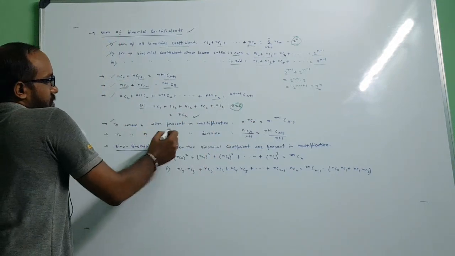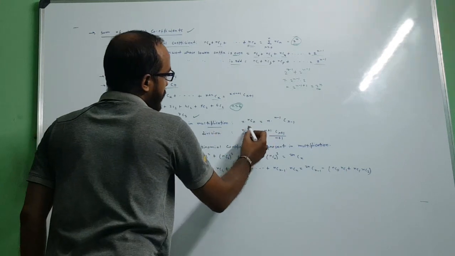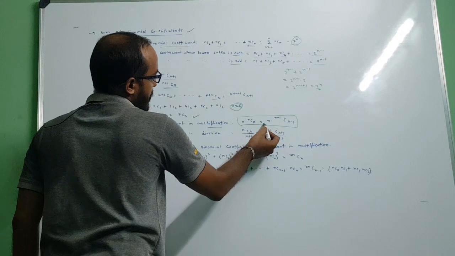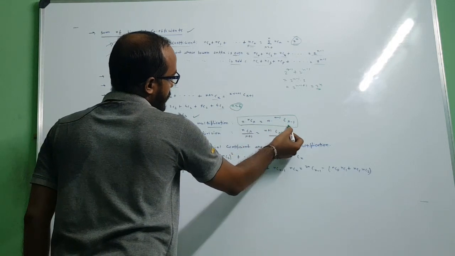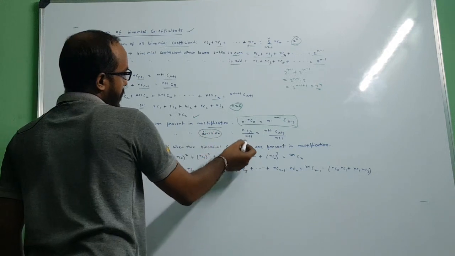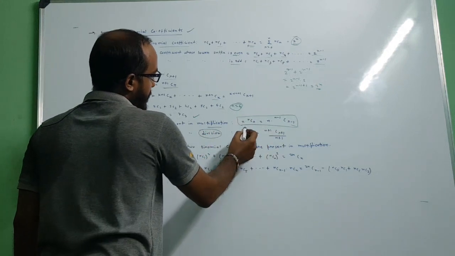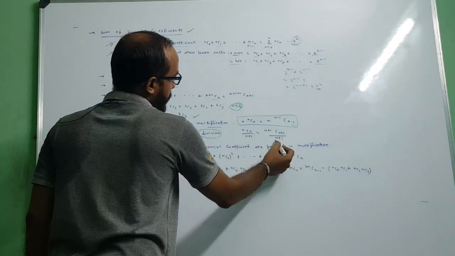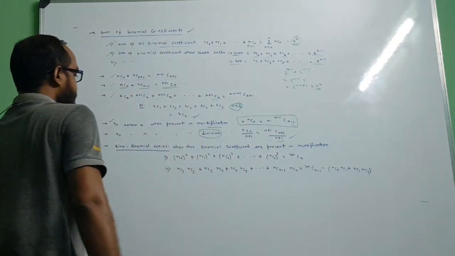To remove r when present in multiplication, you have to remember this formula: r into nCr is equal to n into n minus 1 C r minus 1. And when it is in division, if you want to remove the r terms, nCr by r plus 1 is n plus 1 C r plus 1 by n plus 1.